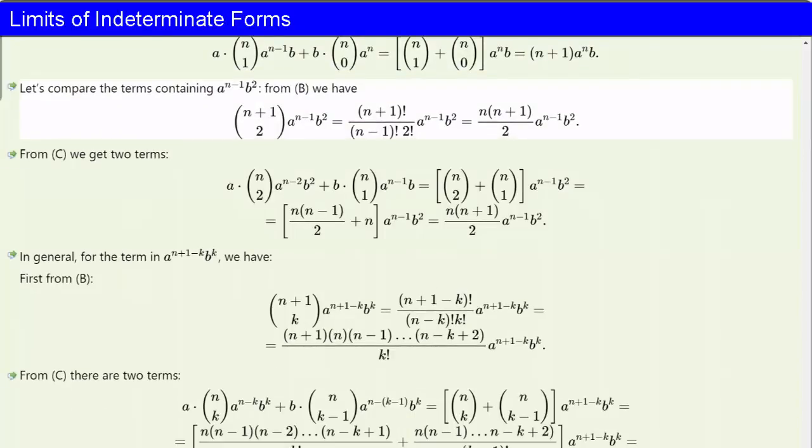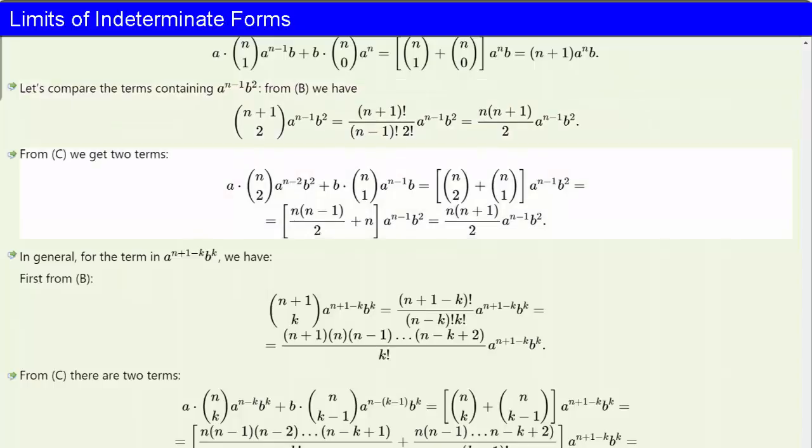This last argument gives the foundation for the rest of our proof. Let's compare the terms involving a^(n-1) b^2. From B, the coefficient of a^(n-1) b^2 is (n+1 choose 2) times a^(n-1) b^2. And when you clean that up, it's just n(n+1)/2 times a^(n-1) b^2.